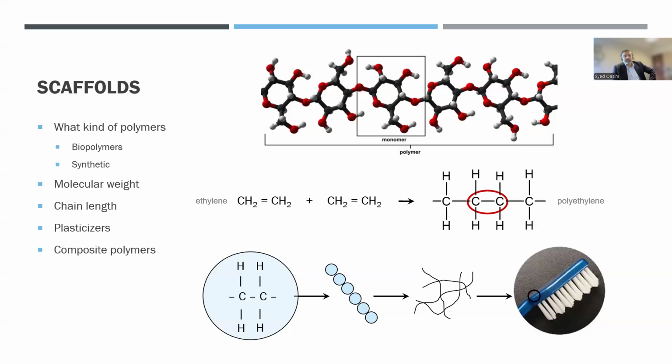A plasticizer is a molecule added in between the chains to give them a more plastic nature and make them more flexible. I've also put in the image of toothbrush bristles. What are toothbrush bristles made of? Any idea? Nylon, correct. They're made of nylon. It's a synthetic polymer.